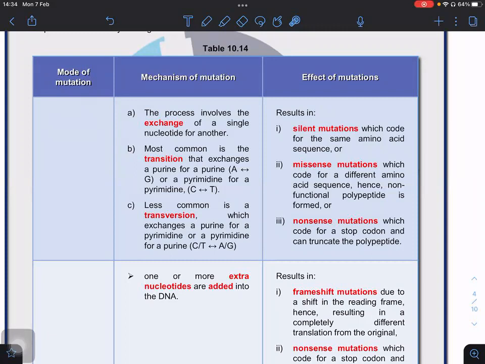Okay, so look at the first row. We talk about the process involving the exchange of a single nucleotide for another. Not necessarily single, it may be more than one. Okay, so in this case, exchange, so it must be base substitution. So the most common one is called transitions.